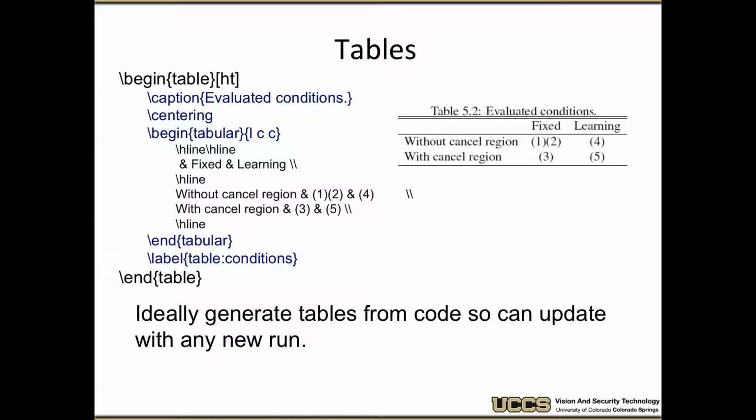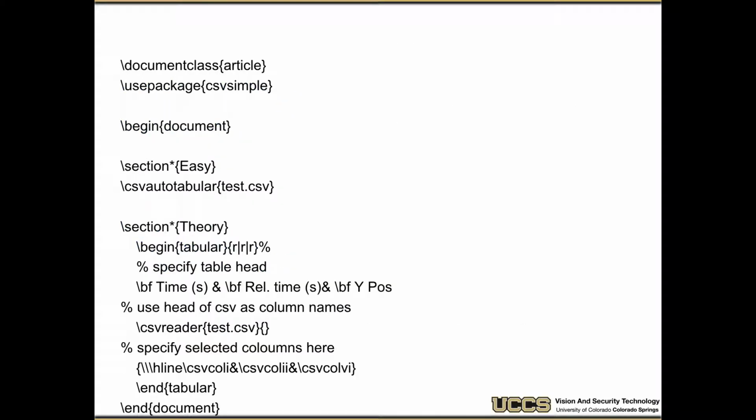Ideally, you want to generate code so that you can update them from any new run. So you might actually have something that looks like this: some document, some section with some theory, begin tabular that says here's how I'm going to format it. Normally in the way I do stuff, we put the table headers with formatting ourselves, and then we use a command inside of LaTeX called CSV read that will read a CSV file and treat those as the numbers separated as the columns for my data. So now this will read it in. And I'm going to specify that my line looks like CSV column I, CSV column II, and CSV column VI.